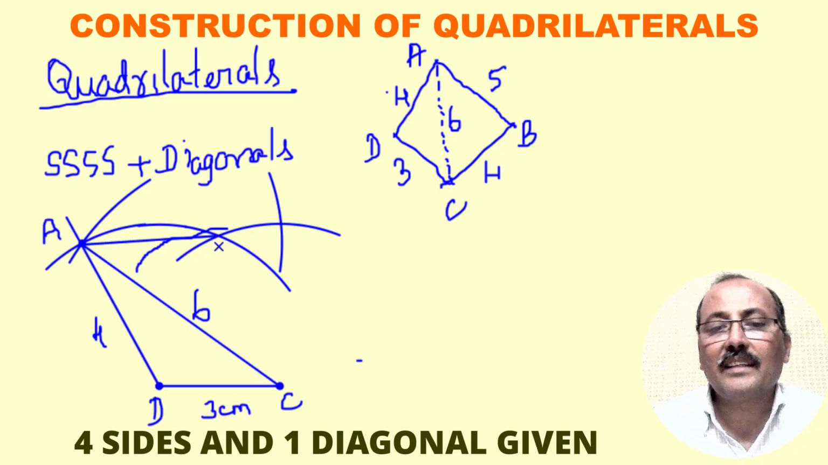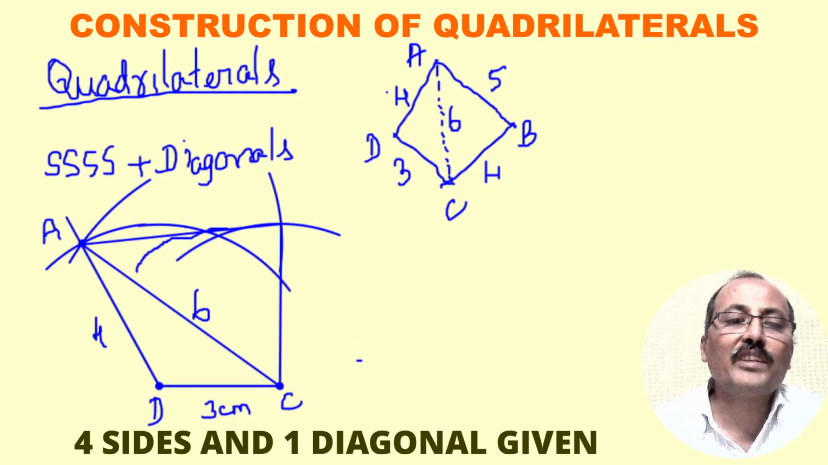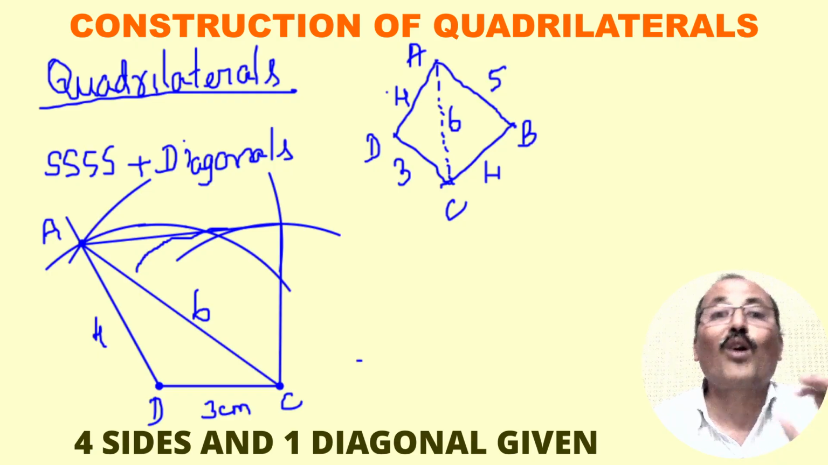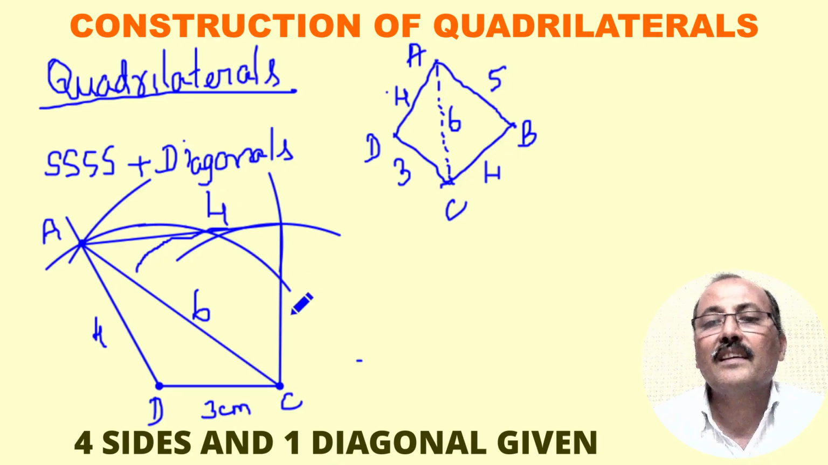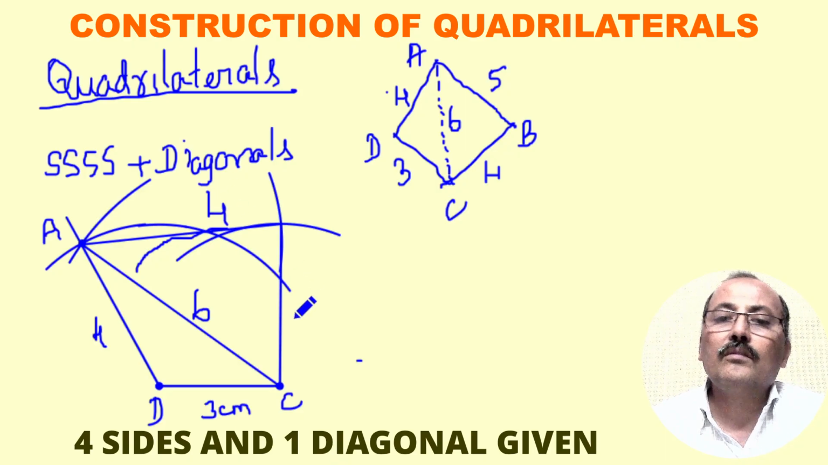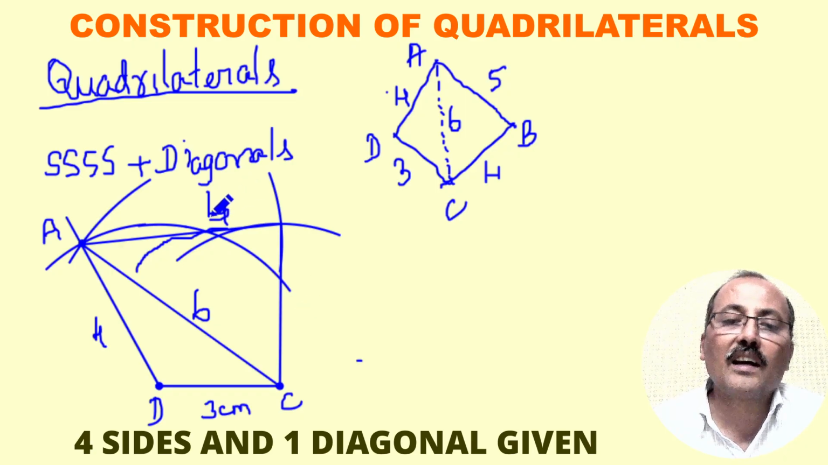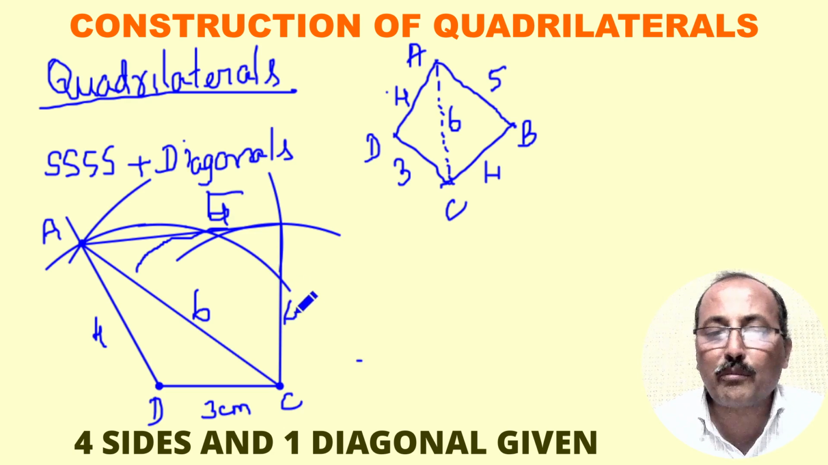Now join AB and BC. Now this is the required quadrilateral. Okay, what is that? AB is how much? 4 centimeter and BC is... no, AB is 5 centimeter and BC is 4 centimeter.